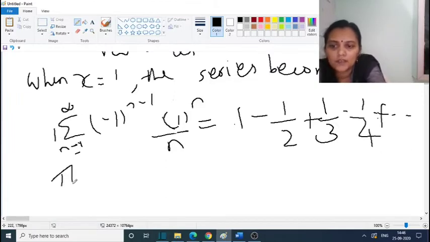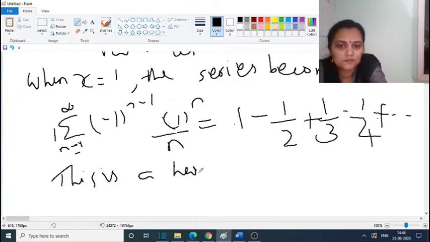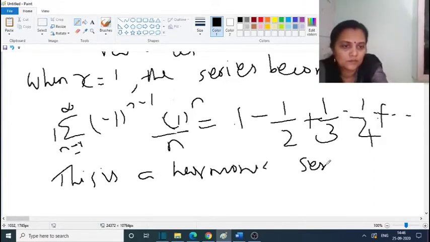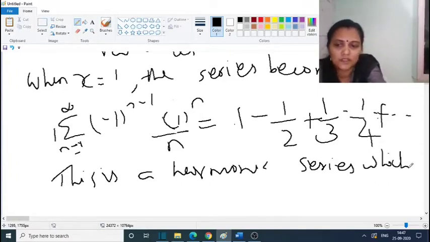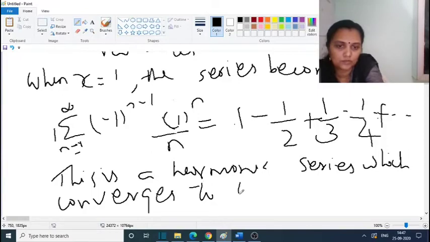This is the alternating harmonic series, which converges to log 2.